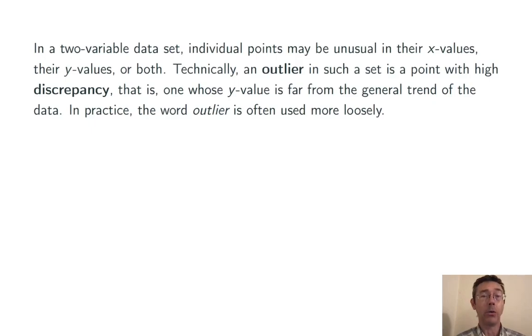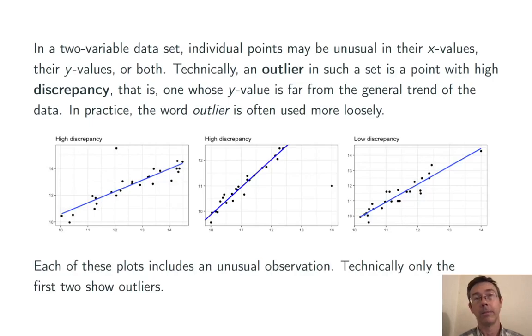When we use the word outlier, we're referring specifically to ones that are unusual in the sense that they vary substantially in the y direction from what would be expected given the general trend of the data. In other words, they're points that have high discrepancy. Now, of course, in practice, just in our everyday lives, we use the word outlier more loosely than this. Here's a picture illustrating what I mean.